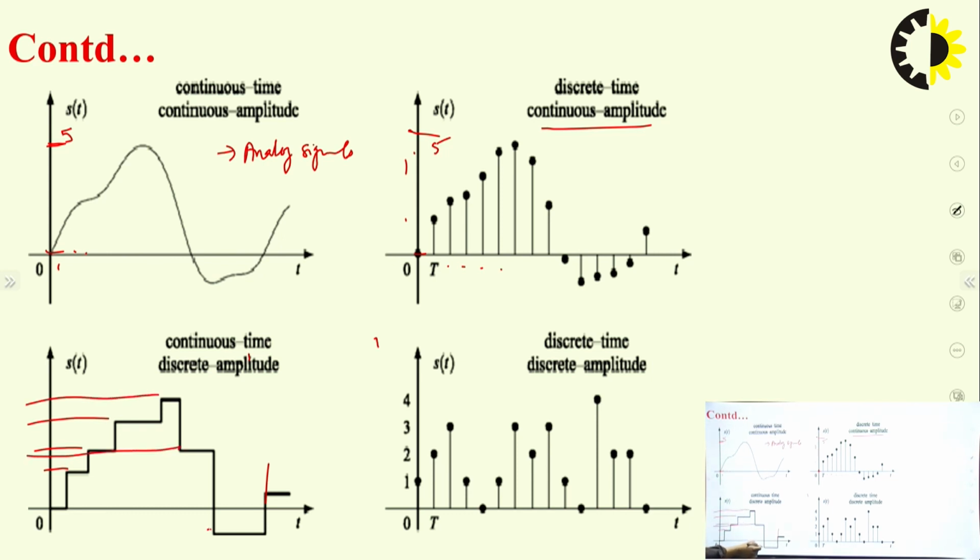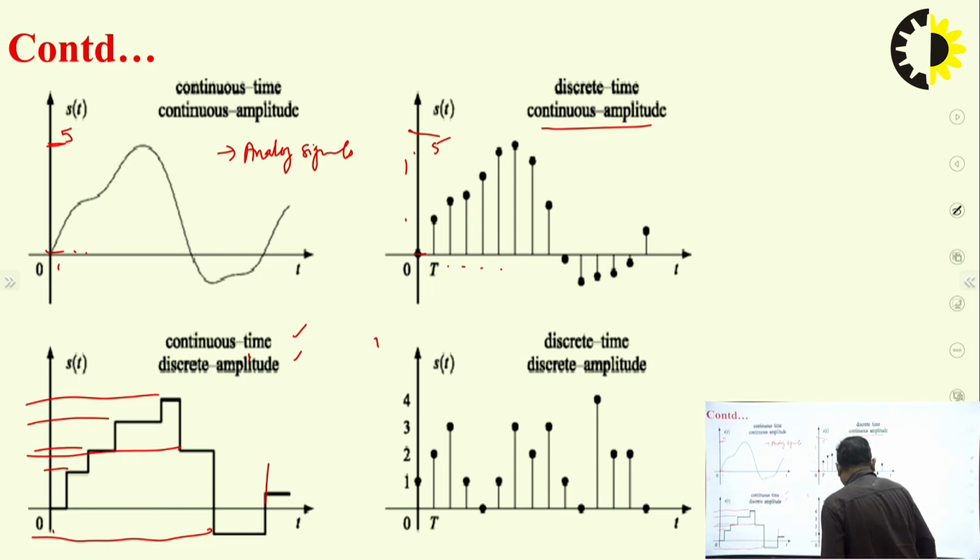So you are having some finite number of values of amplitude. Those values may be anything, but you can count these values. Since these are finite values, this signal is continuous in time but discrete in amplitude, because we can count these values.